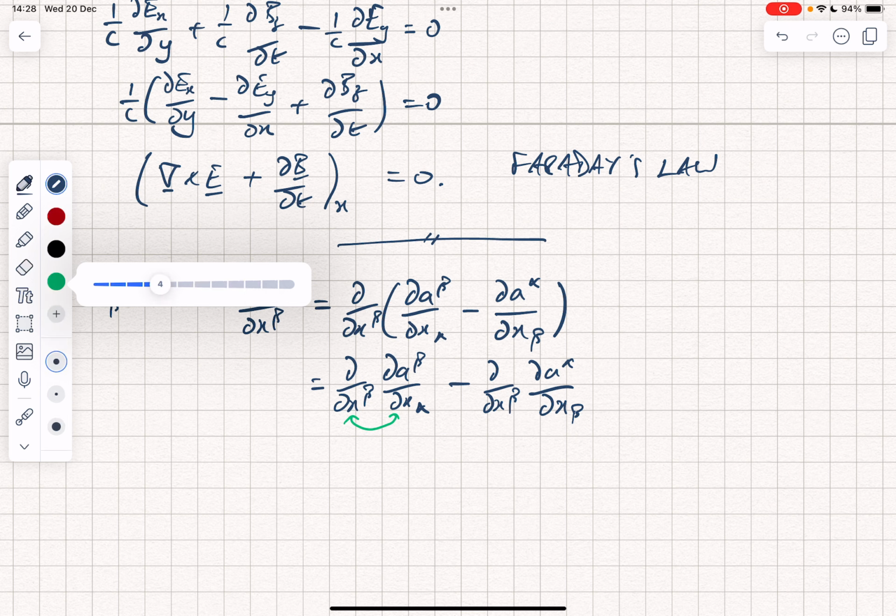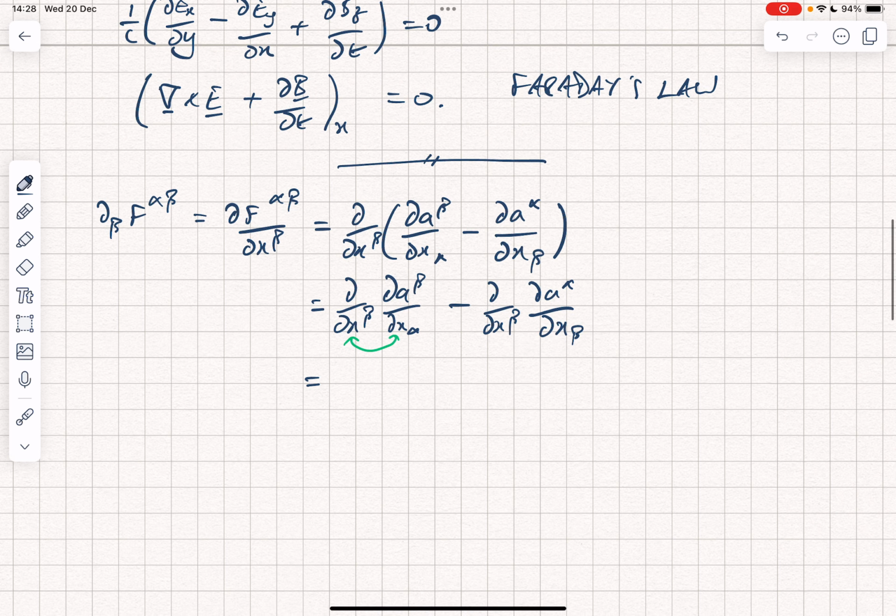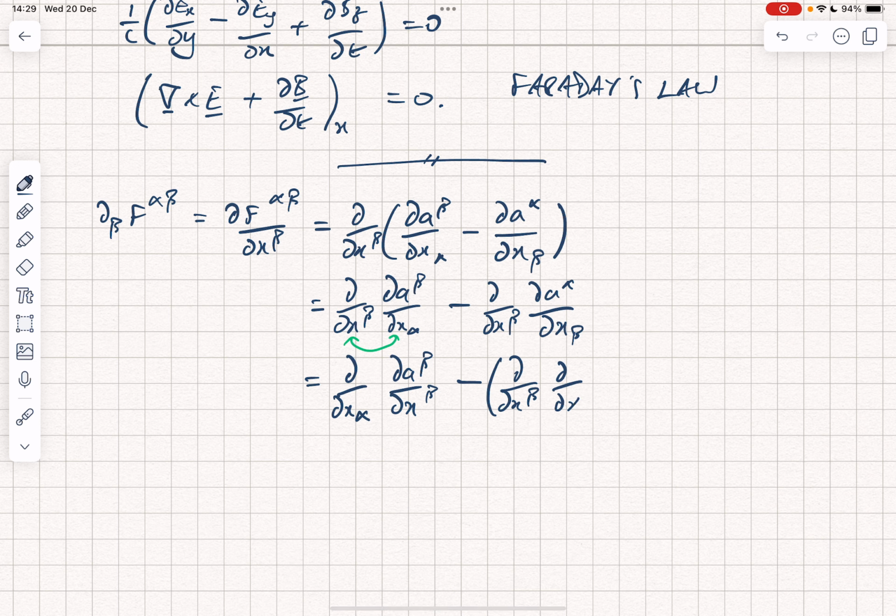Let me get rid of that. Actually, I just need to rewrite that x because it doesn't look much like an x. So that's now equal to the following. We have d by dx alpha, dA beta by dx beta, minus, and I'm going to put these two together, d by dx upper beta, d by dx lower beta, acting on A upper alpha.